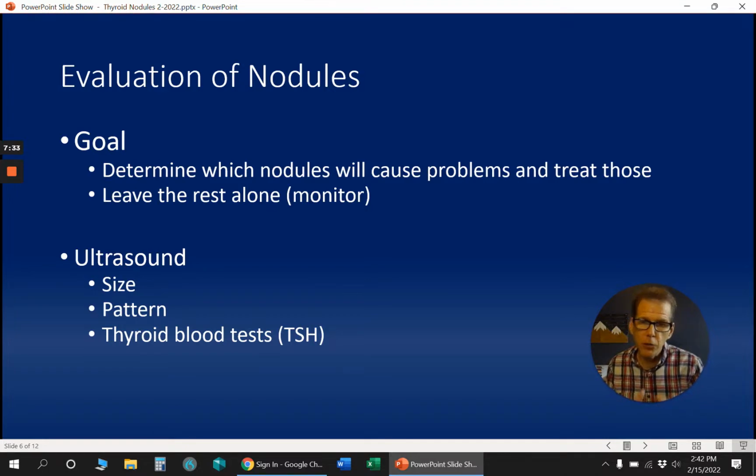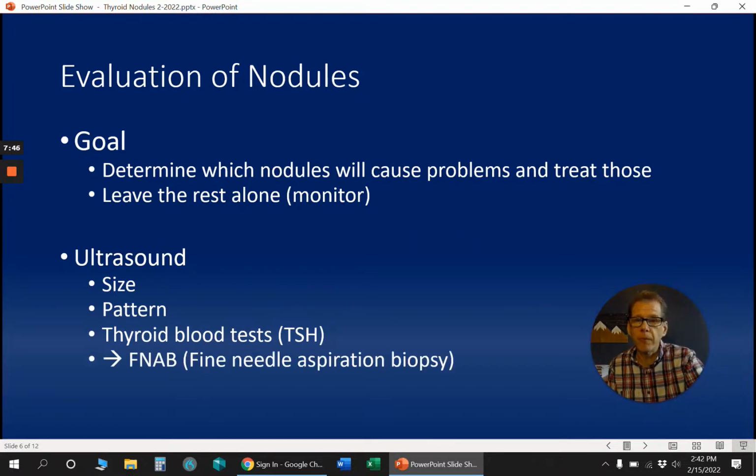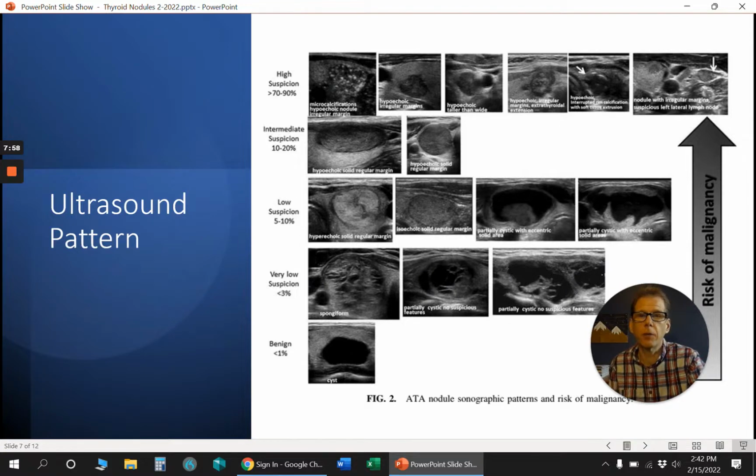And then additionally, this probably should have its own heading here on the slide, but we can look at thyroid blood tests. The main one being this number called TSH, and whether that's abnormal, low or high, or whether it is normal. And ultimately, we will make a decision for nodules about whether to do a test called a fine needle aspiration biopsy, or FNAB, or FNA test to evaluate for cancer.